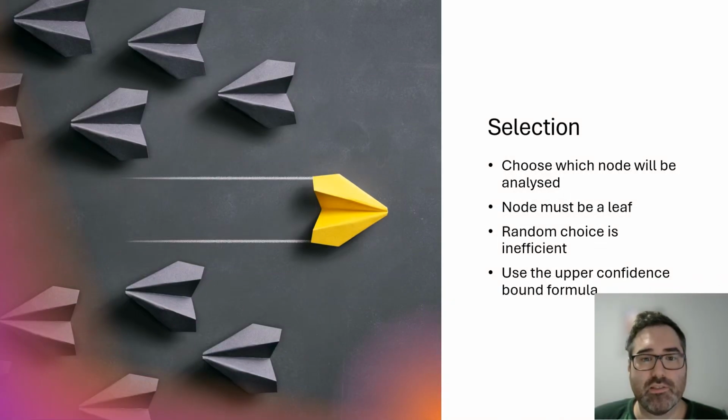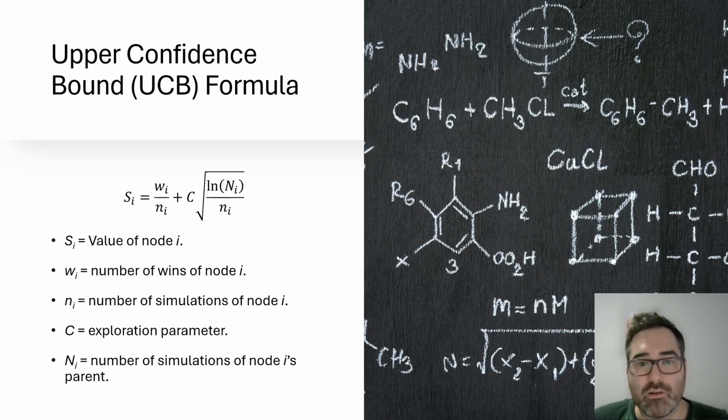So the goal is to select the next node that is to be analyzed. The node must be a leaf. The node could be selected at random, but that would be inefficient, so instead we use a formula to quantify the value of each node. The upper confidence bound formula allows us to quantify the value of any given node.